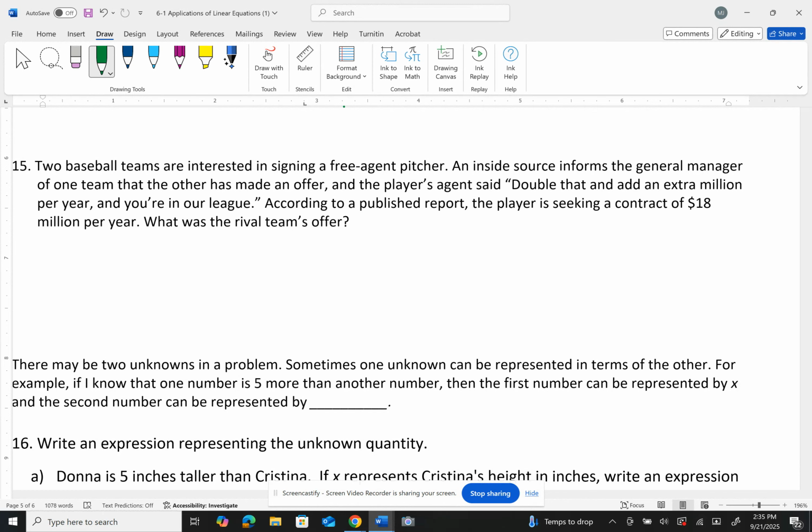Okay. So if we think of X being what they wanted us to find, which was the offer by the rival team, we could let X be the offer by the rival team. And then we could work on taking this part right here, double that and add an extra $1 million per year, and you're in our league.